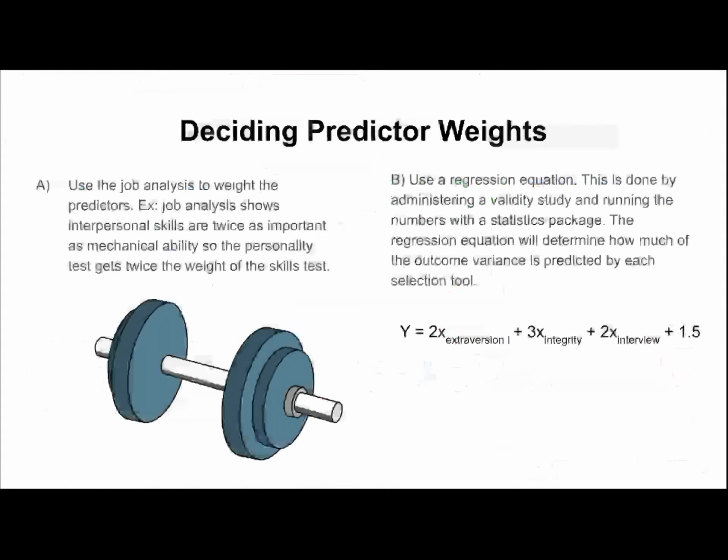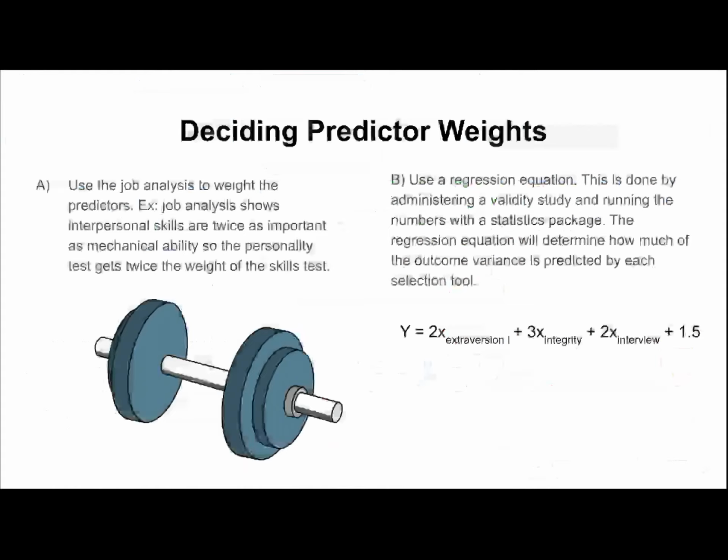A second way to do this is a lot more complicated. Again, feel free to contact me if you'd like to talk about the statistics behind all of this. And this is to use a regression equation. So this is done by administering the validity study and running the numbers using the statistics package. And the regression equation that results will determine how much of the outcome variance is predicted by each selection tool. So if you look at this complicated looking equation, you'll see Y is the outcome variance. Remember, outcome is job performance.